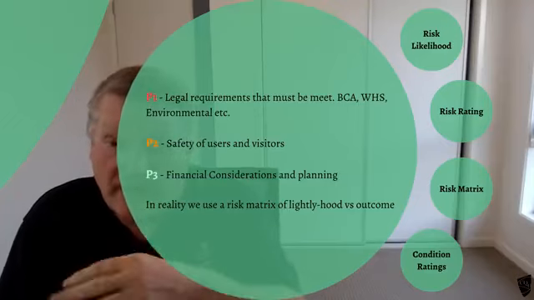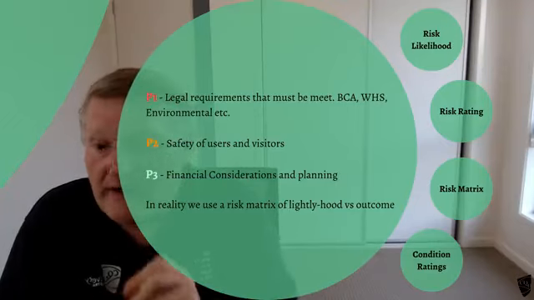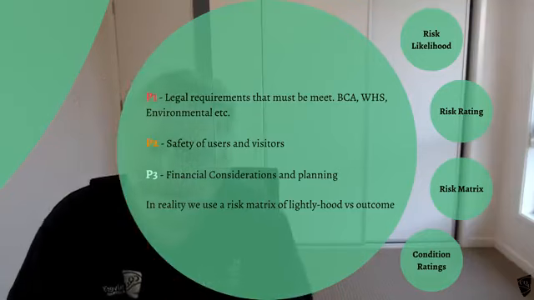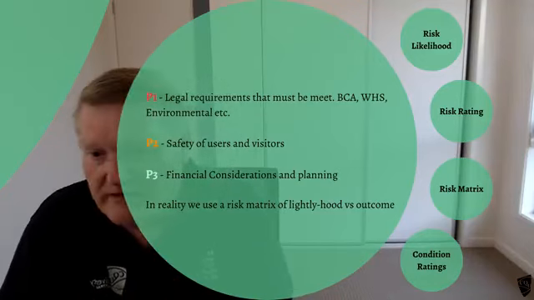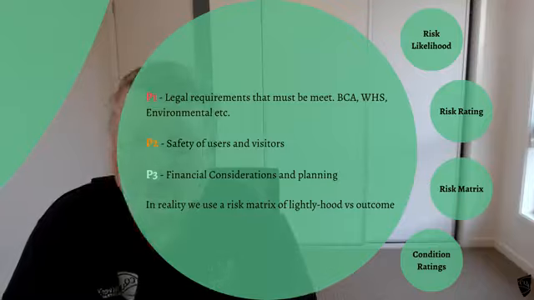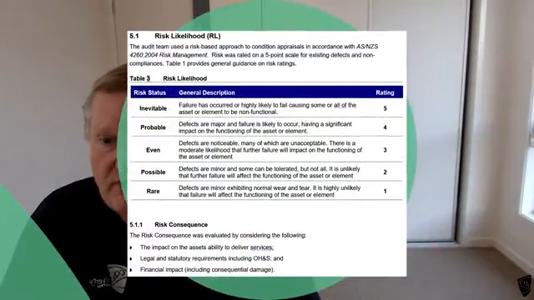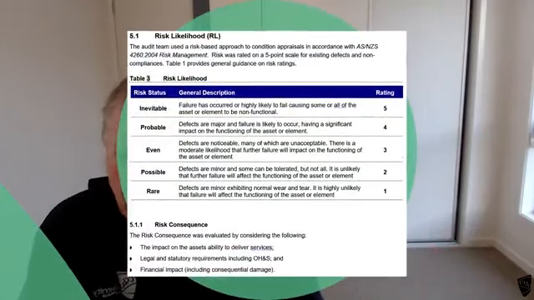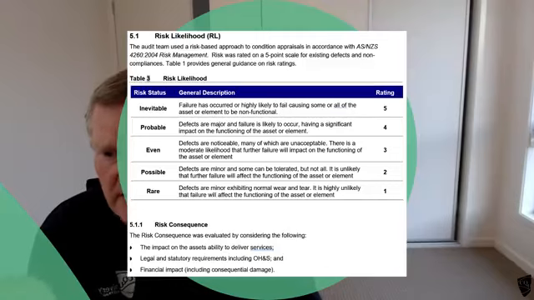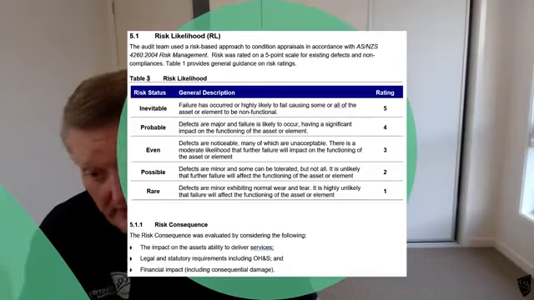In reality, we actually use a risk matrix of the likelihood that something's going to happen, and if it happens, what's the outcome? So if it's not very likely to happen, but the outcome's going to be 15,000 people die, it's probably important. So if we have a look around, the risk likelihood, I took this out of the document I've given you. The risk likelihood, so you've got inevitable, probable, even 50-50, possible or rare. And it's the impact on the asset's ability, whether it's legal. Financial impact could stop you trading. That'd be important for you, wouldn't it?